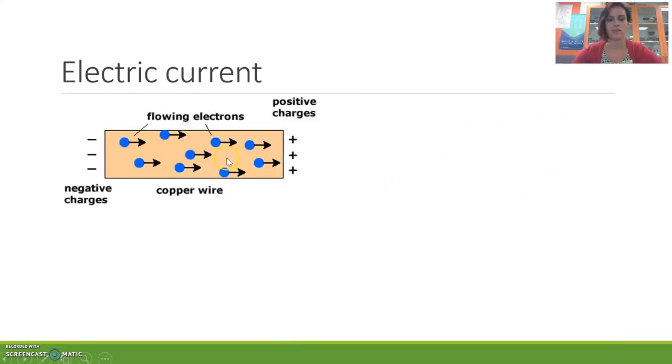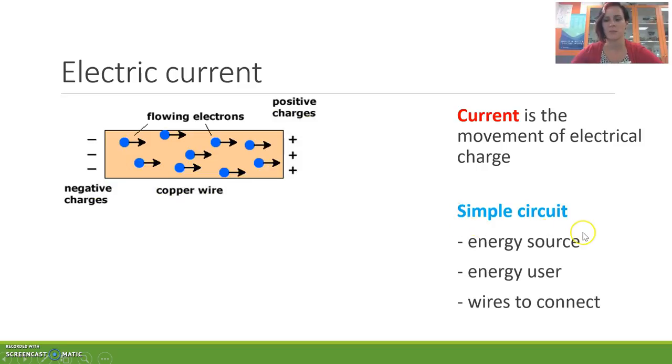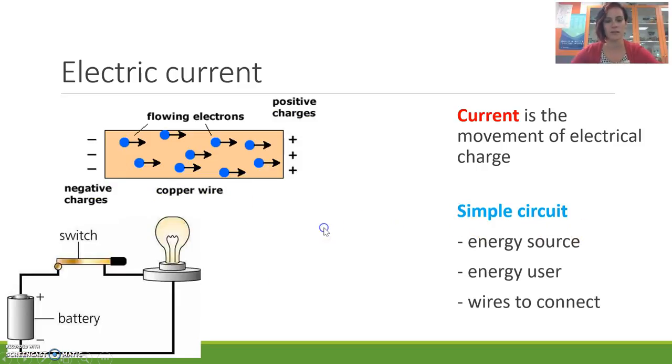The electrical current is what happens when the electrical charge moves and the flow of electrons happens. It's pushing that negative current down towards an area that is positive. In a simple circuit of electrical current, what we have to have is an energy source. So in this case, it's the battery. We have an energy user, so the thing that's going to take on the current and use it wisely. So in this case, it's the light globe.